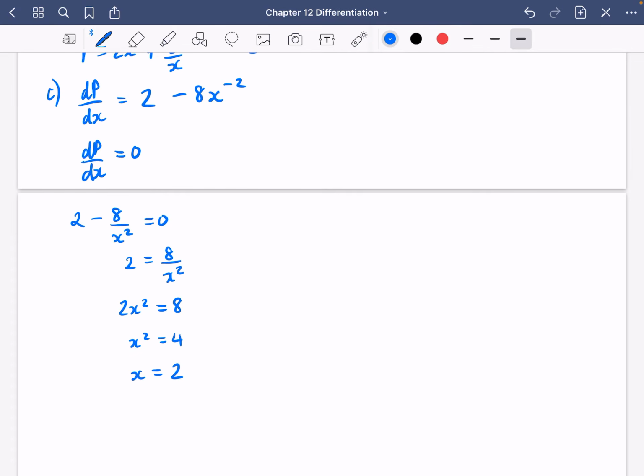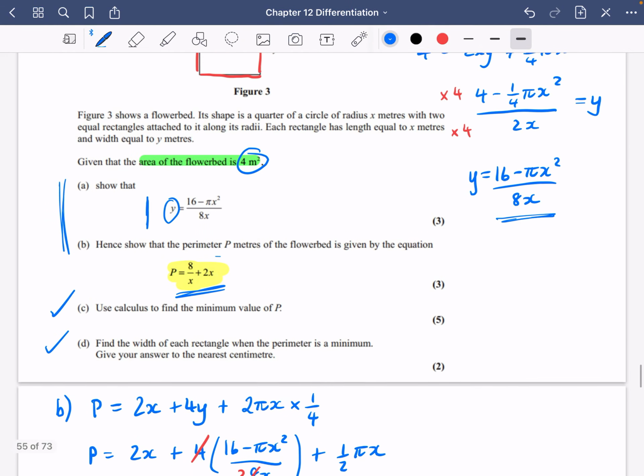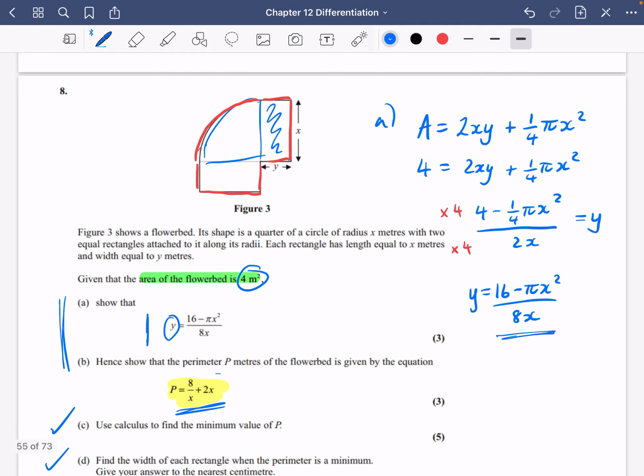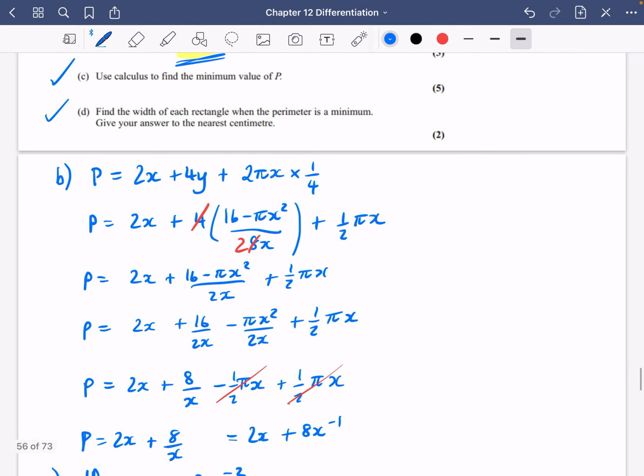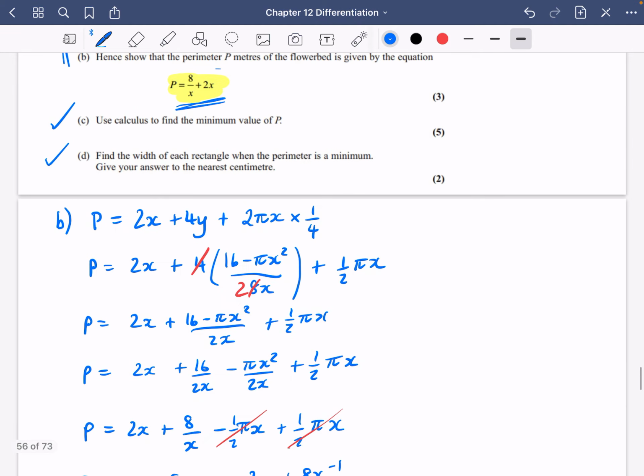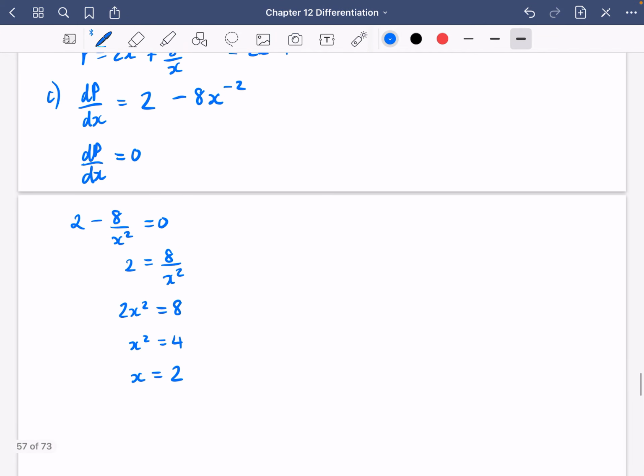Obviously x could be equal to minus 2, but in the context of this question, it doesn't make sense for x to be a negative length. So we're just going to keep x as that positive value. So we want to find the minimum value of p. We actually now need to find out what p is equal to.